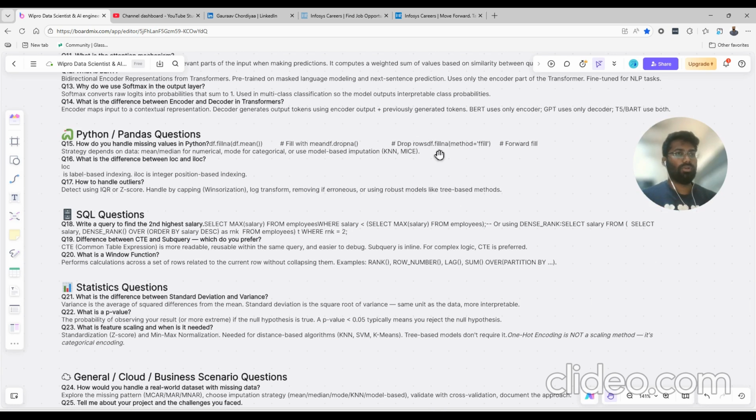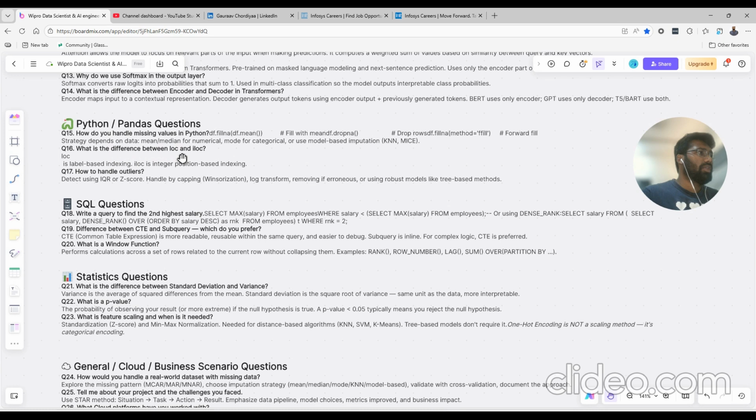Sometimes we can remove the entire row, sometimes we can remove the specific column from that feature, or sometimes we fill with the forward fill technique. There are mean and median techniques for numerical, mode for categorical, or use model based imputation like KNN, MICE. These are the techniques we can use. Okay, we can remove as well as we can drop that. Now next question is what is the difference between LOC and ILOC. So LOC is label based indexing and ILOC is integer position based indexing. So we are just doing the indexing by using these two techniques.